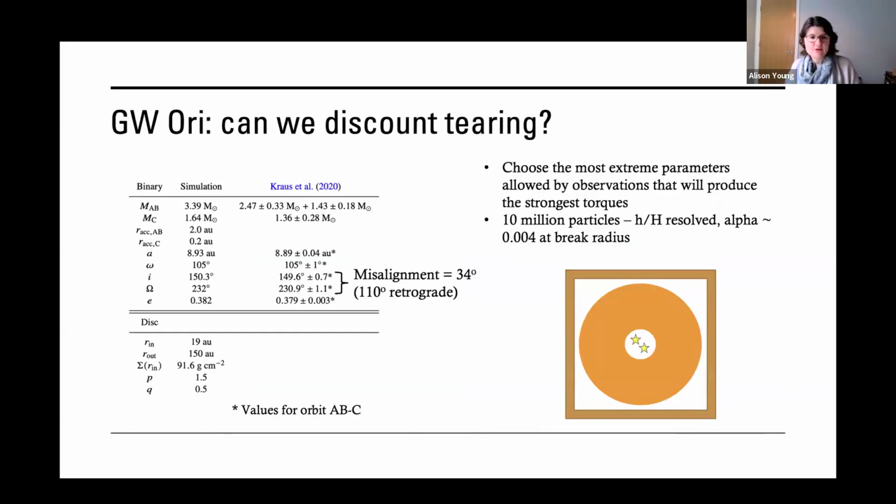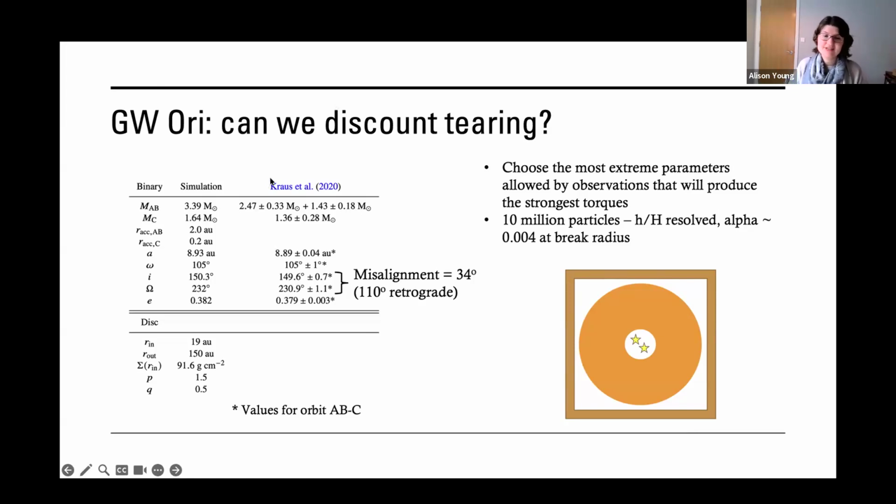So back to GW Ori, we've thought about what combinations of parameters might give rise to tearing, and we can now apply that to what we know about the GW Ori system. So the orbits are very well characterized now. The disk orientation is fairly well understood. So the question: can we discount tearing?